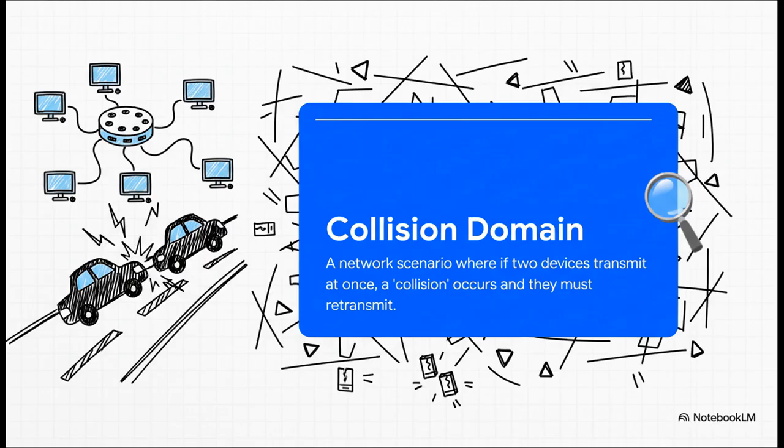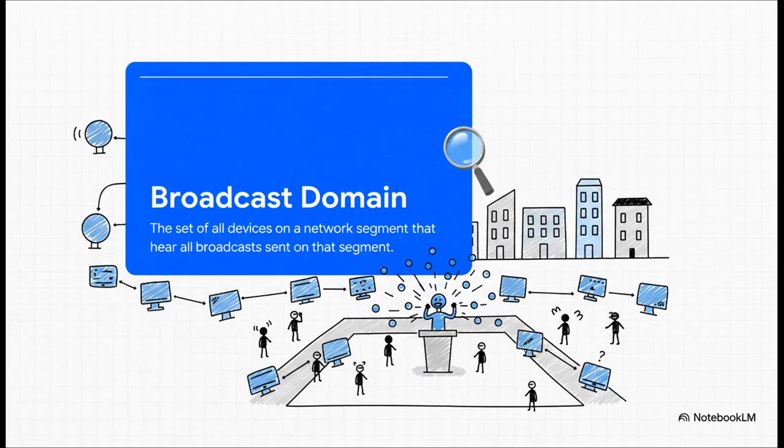Old-school network gear created these huge collision domains, which meant constant traffic jams. The other big problem is something called a broadcast domain. The best way to think about this is a town square. When someone makes an announcement, everyone in the square has to stop what they're doing and listen. Now that's fine once in a while, but if there are too many announcements, it just creates a ton of noise and slows everything down because every device is constantly being interrupted.